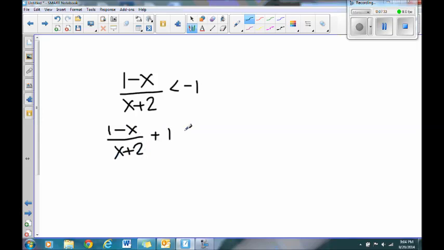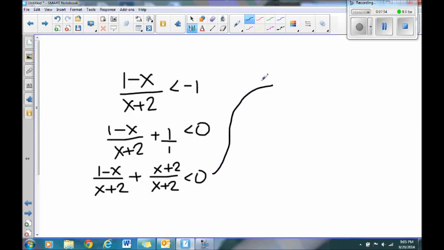First thing we want to do is get a 0 on one side. Next, we're going to find a common denominator, which is going to be x plus 2. Now the 1 minus x doesn't change, but this 1 here gets multiplied by x plus 2. When we combine our like terms this time, if I have 1 minus x plus 2, those x's go away, and 1 plus 2 leaves us with just a plain old 3 on top.